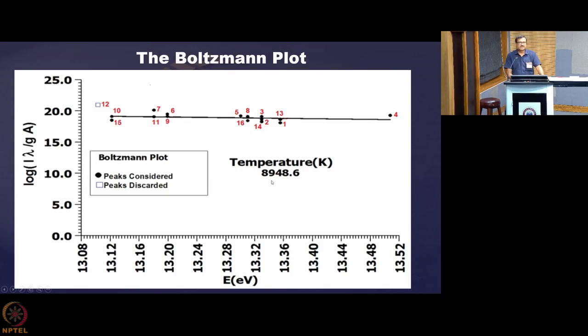Now, one interesting thing is that many times you will find that not all the wavelengths fall on the straight line. Why do they not all fall on the straight line? That is because the system is not in local thermal equilibrium. So whichever lines are not in LTE will not fall on this curve.